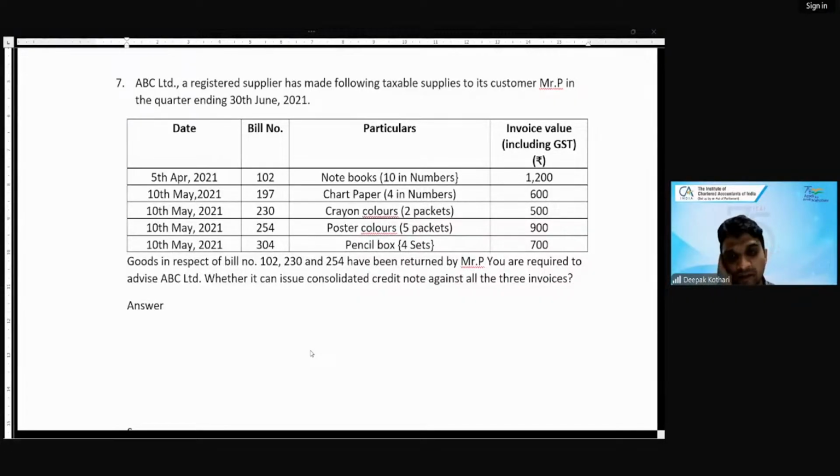So in case of continuous supply of goods, if both dates are given for successive statements and successive payments, then whichever date is earlier will be taken. It will be a continuous supply of goods if successive statements or successive payments are given.